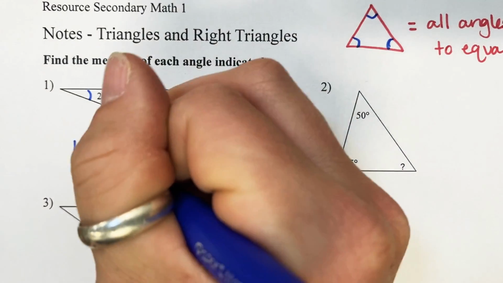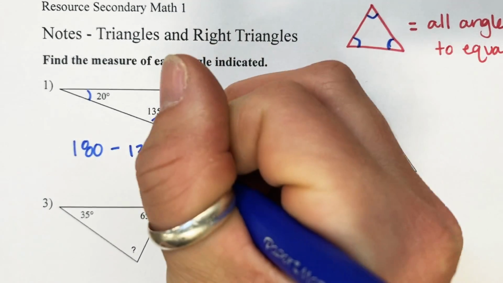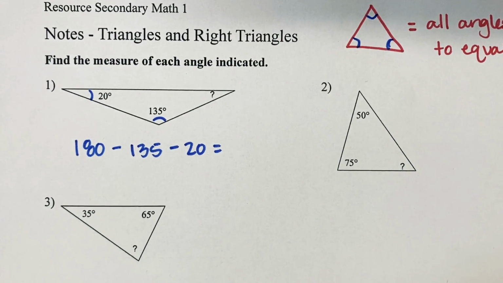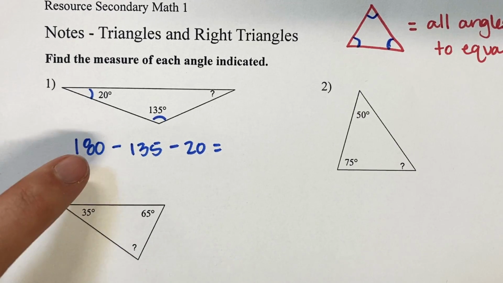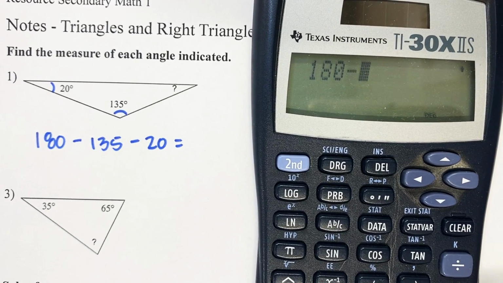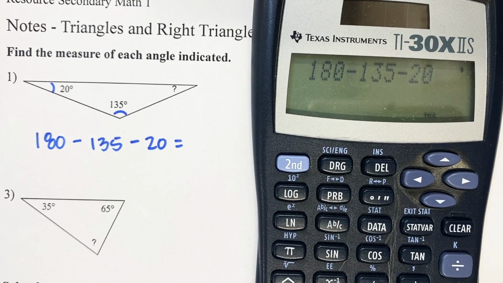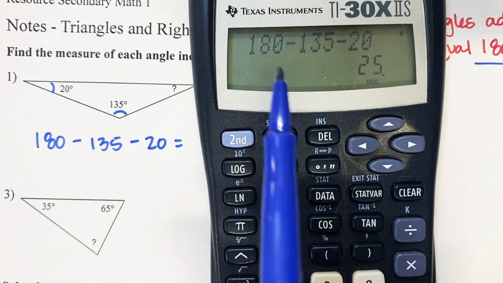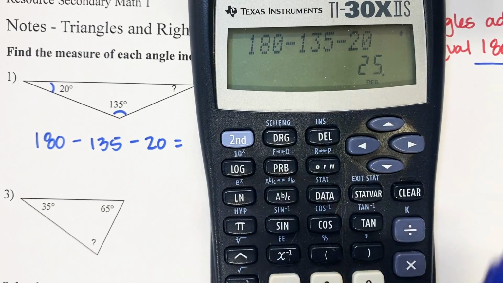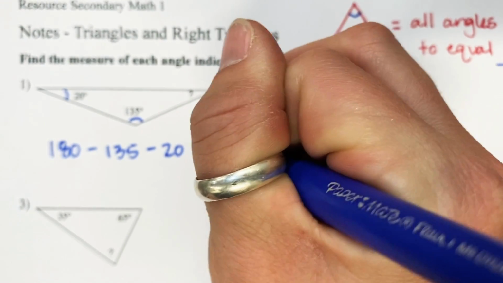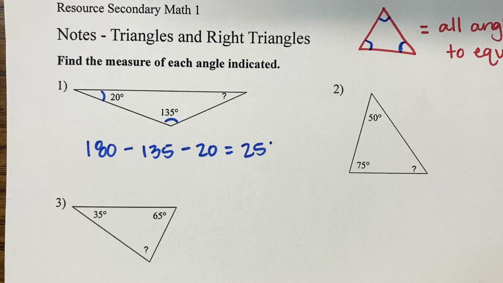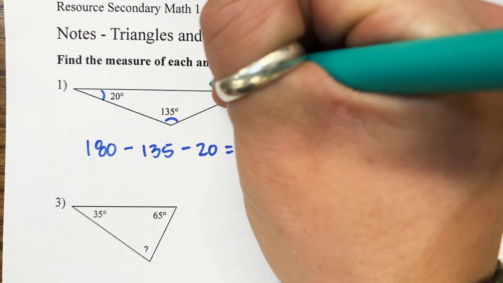So first I'm going to subtract 135. Then I'm going to subtract 20. It does not matter which order you subtract them in, as long as you subtract them from 180. You must start with 180. So we can just go ahead and put this in our calculator. 180 minus 135 minus 20. Knowing that we have to have 180, if we subtract the 2 angles it gives us, it'll give us that third angle, which is 25. And we're always going to label these as degrees. So we know that 25 degrees is that angle right there.